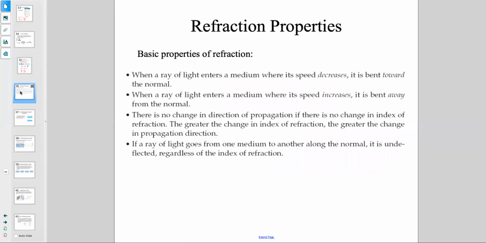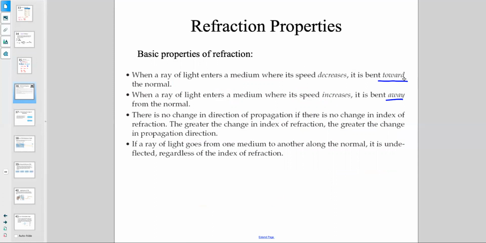When a ray of light enters a medium where its speed increases, for example, going from water to air, it bends away from the normal. So this is away, this is towards. There is no change in the direction of propagation if there is no change in the index of refraction. The greater the change of the index of refraction, the greater the change of the propagation direction.